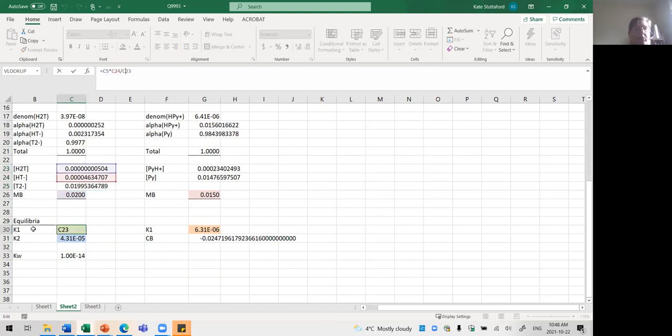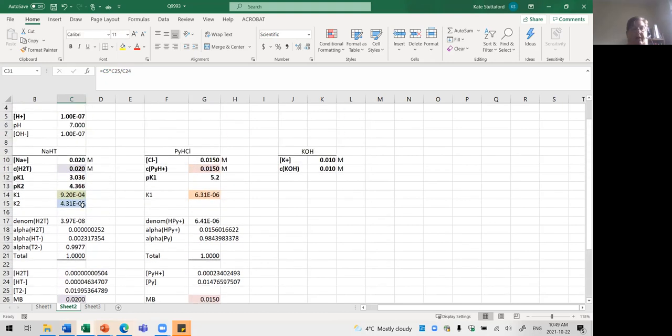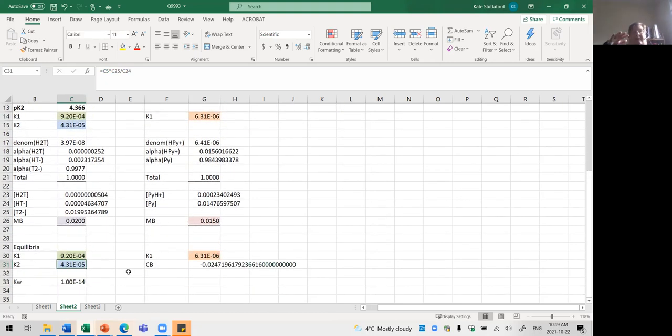So K1 for tartaric acid would be HT minus times H plus over H2T. And then similarly for K2, it would be T2 minus times H plus over HT minus, and I'm just making sure that these numbers match with what I have above so that I'm being consistent throughout all of my spreadsheets so far. So all we've done to this point really is we've calculated alphas and then species concentrations, and we've double checked that we've done all that correctly. We haven't really done anything else.